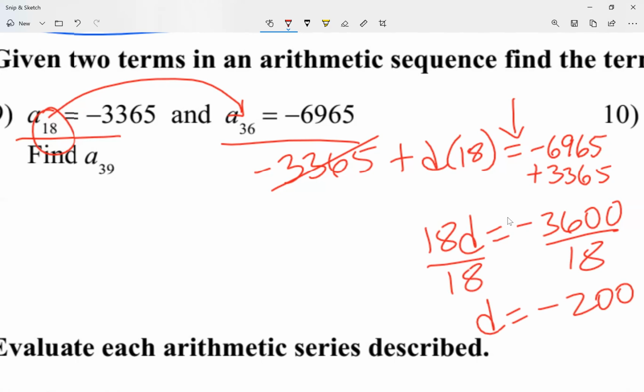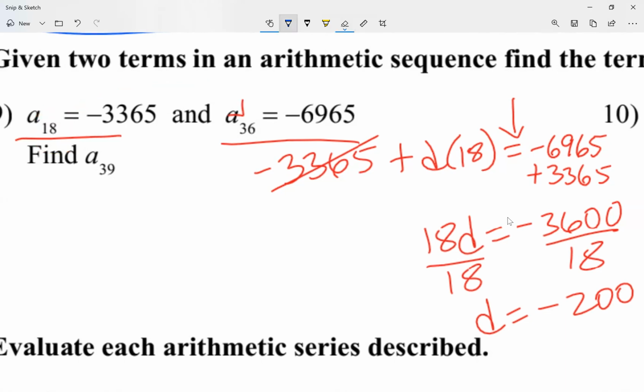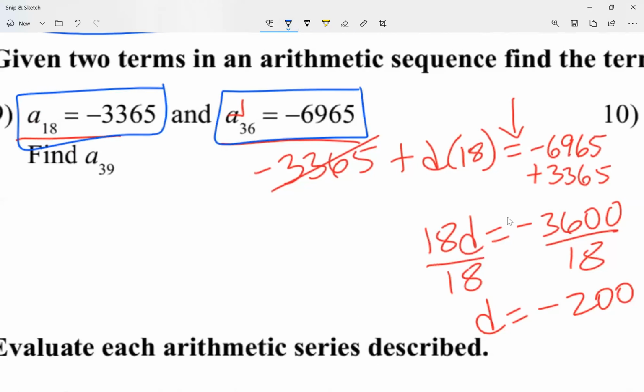All right, I'm not quite done yet. I just wanted to find the common difference because I'm going to use it. Now I'm able to find any number on the list. I want to find the 39th number. I have the 18th number on the list, and I have the 36th number. From the two numbers given, I want to choose the one closest to the one I'm looking for, without going over. So in this case, I'm going to choose the 36th number, and start from that one.